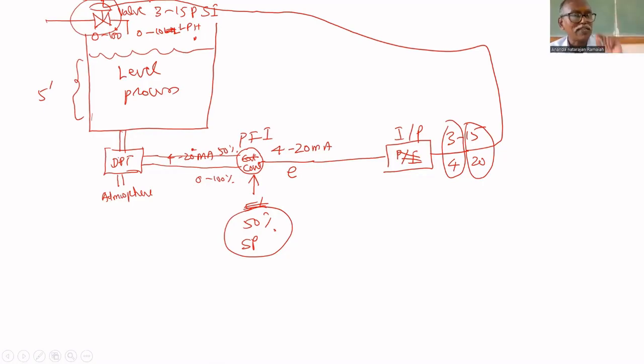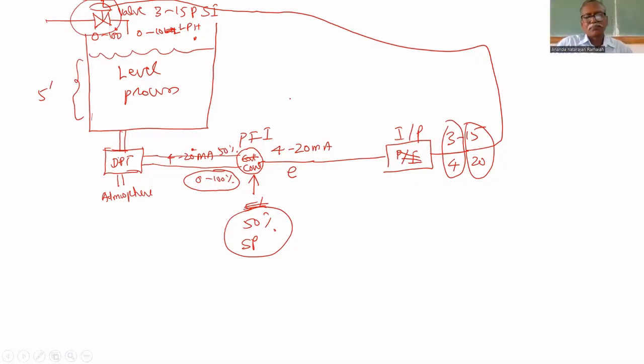Now again, we'll come to this example. We want to control the level, that's why the level is measured by the DP transmitter. The DPT gives its actual level in terms of 4 to 20 milliamps. If the tank is empty, it gives 4 milliamps. If the tank is full, it gives 20 milliamps. It means it gives 0 to 100%. That is read by the controller. You want to maintain at 50%. This 50% is compared with the actual level. Depending upon the error, it will give the controller output, say 4 to 20 milliamps, and depending upon that, the valve will be opened.